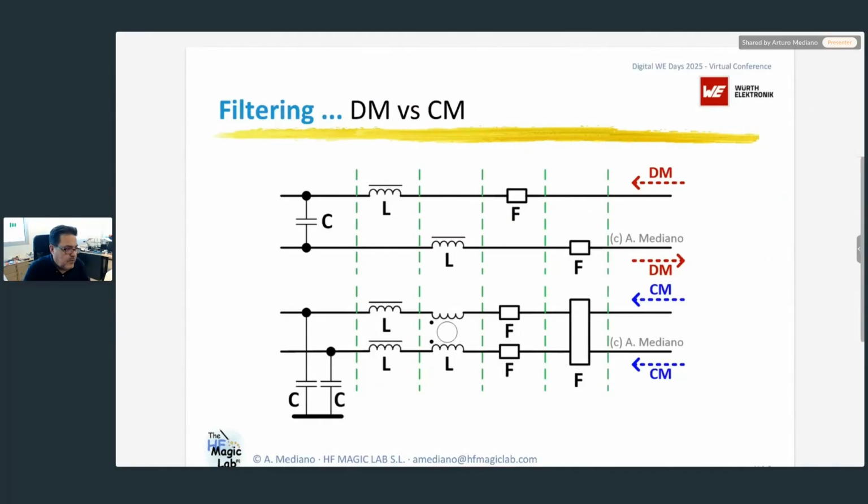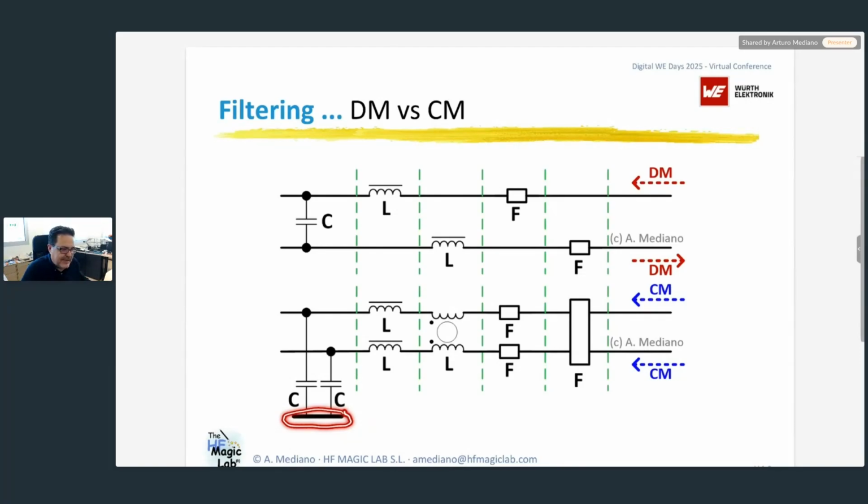This is the way we will be filtering differential mode, with the inductor in series, or with the component in series, or with the capacitor in parallel. But if you are interested in filtering common mode, you have the possibility to introduce two capacitors, because in common mode you have two circuits. You will need two capacitors, and the capacitors must be connected to that kind of return path we explained before. For example, the chassis.